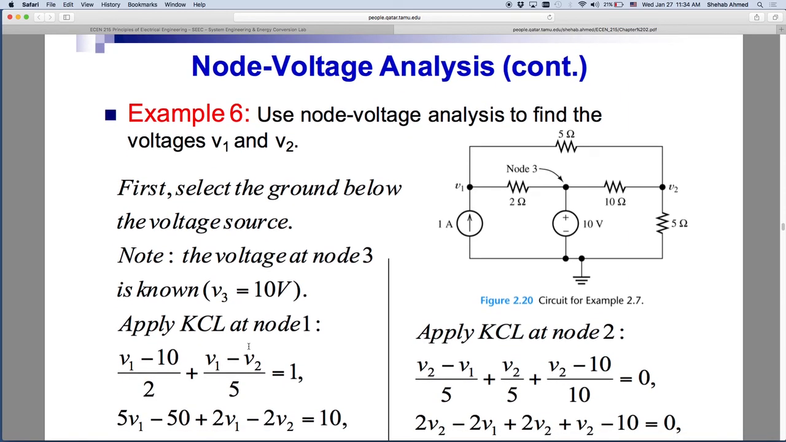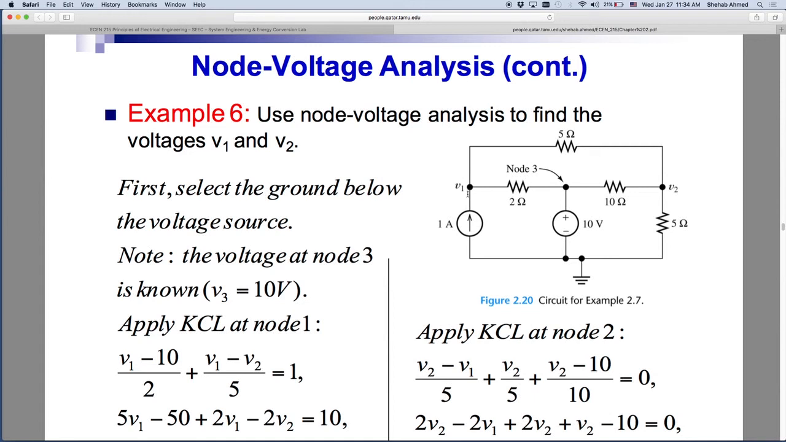So this is a similar circuit to what we have. The first thing we do is decide where our reference is. So our reference will be this node here, which is the negative terminal of the battery that we have in the circuit. Okay, and then I'm given 1 amp, I'm given 10 volt, I'm given the value of all the resistances. Okay, what do we want? Use node voltage analysis to find the voltages V1 and V2.